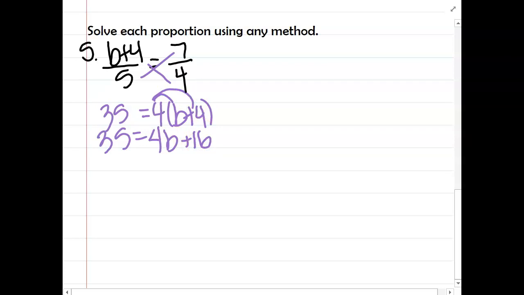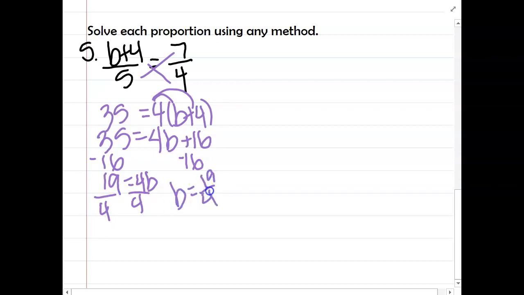Now this one is a two-step equation, so we'd subtract 16 from both sides. 35 minus 16 gives me 19, equals 4b. And then divide by 4. We would want to check and see if we could reduce, but 19 and 4 don't have anything in common, so we would just leave our answer as 19 over 4.